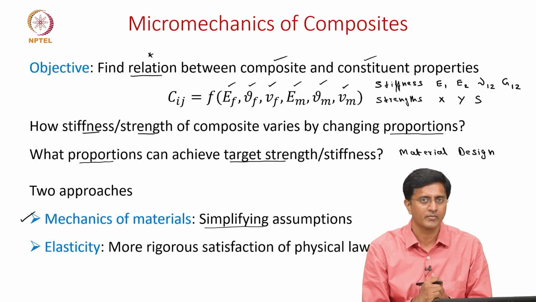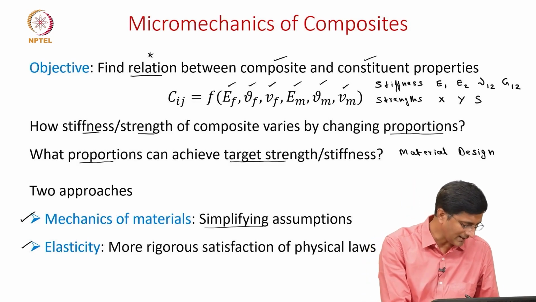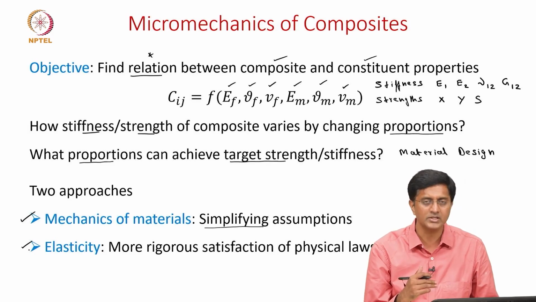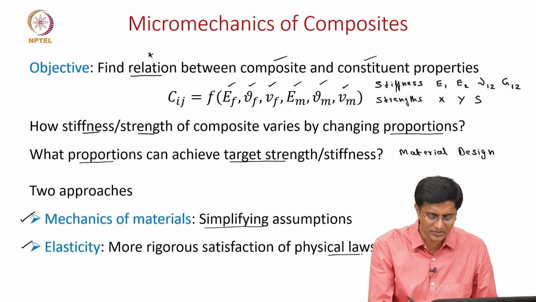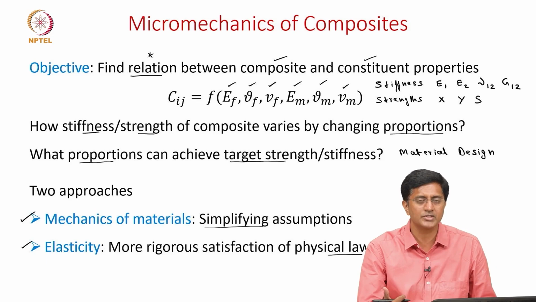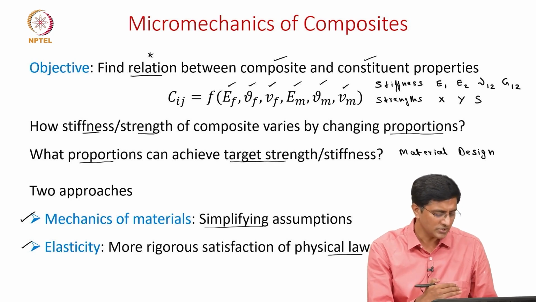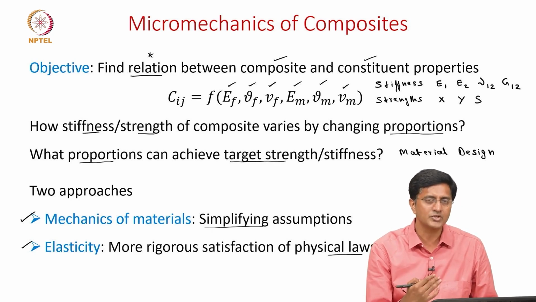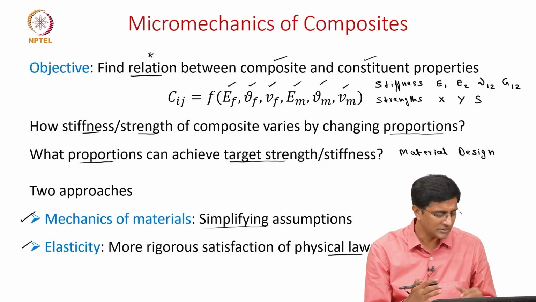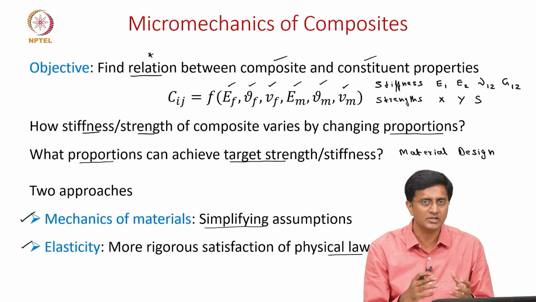analysis becomes simple. But there is another approach called the elasticity approach, where we do a more rigorous satisfaction of physical laws. What are these physical laws? These could be equilibrium equations, compatibility equations, or the relations between the stress and strain. So the only difference between these two approaches is that in the first approach we make more assumptions to make the analysis simple. But in the second approach, we make fewer assumptions and rely on the physical laws I just mentioned, the equilibrium equations, geometric compatibility, and stress-strain relations, to solve the problem in a more exact and more rigorous fashion.